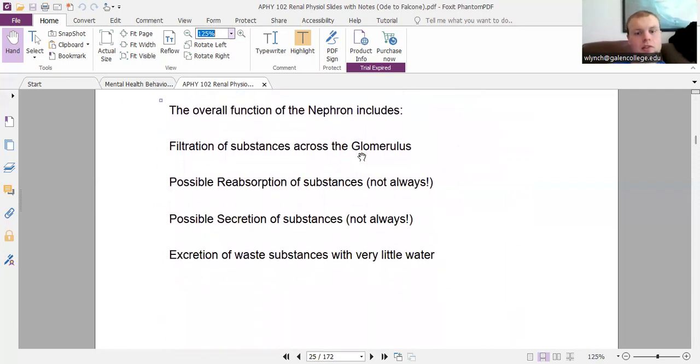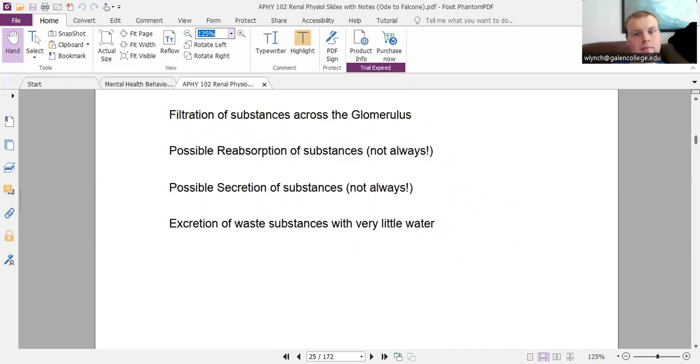So we filter substances across the glomerulus. We're going to reabsorb substances in the correct environment. So we have possible reabsorption, possible secretion. Again, this is going to be dictated by hormonal influence as well as body fluid state. Finally, the excretion is going to come out, the excreted waste substance in the form of the urine.